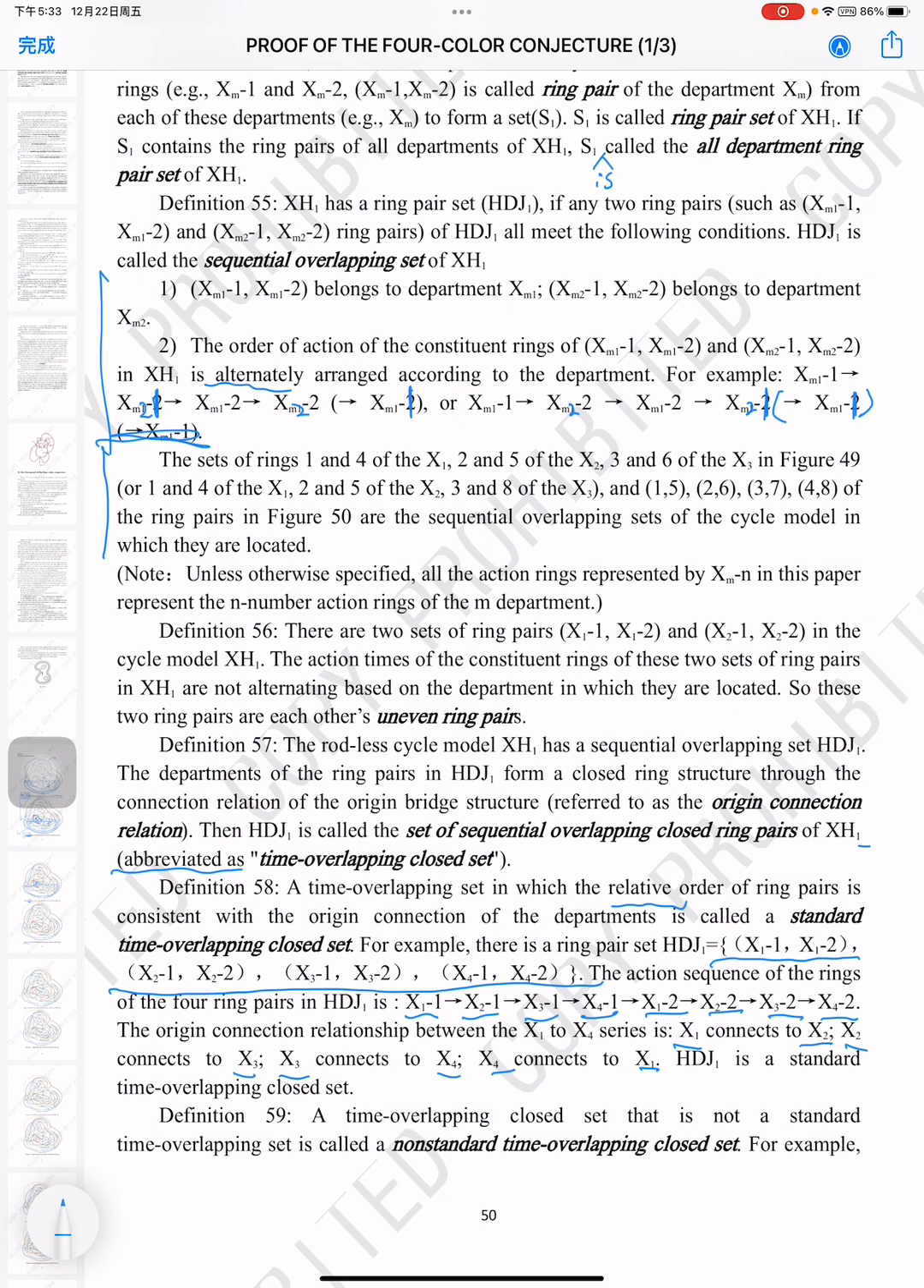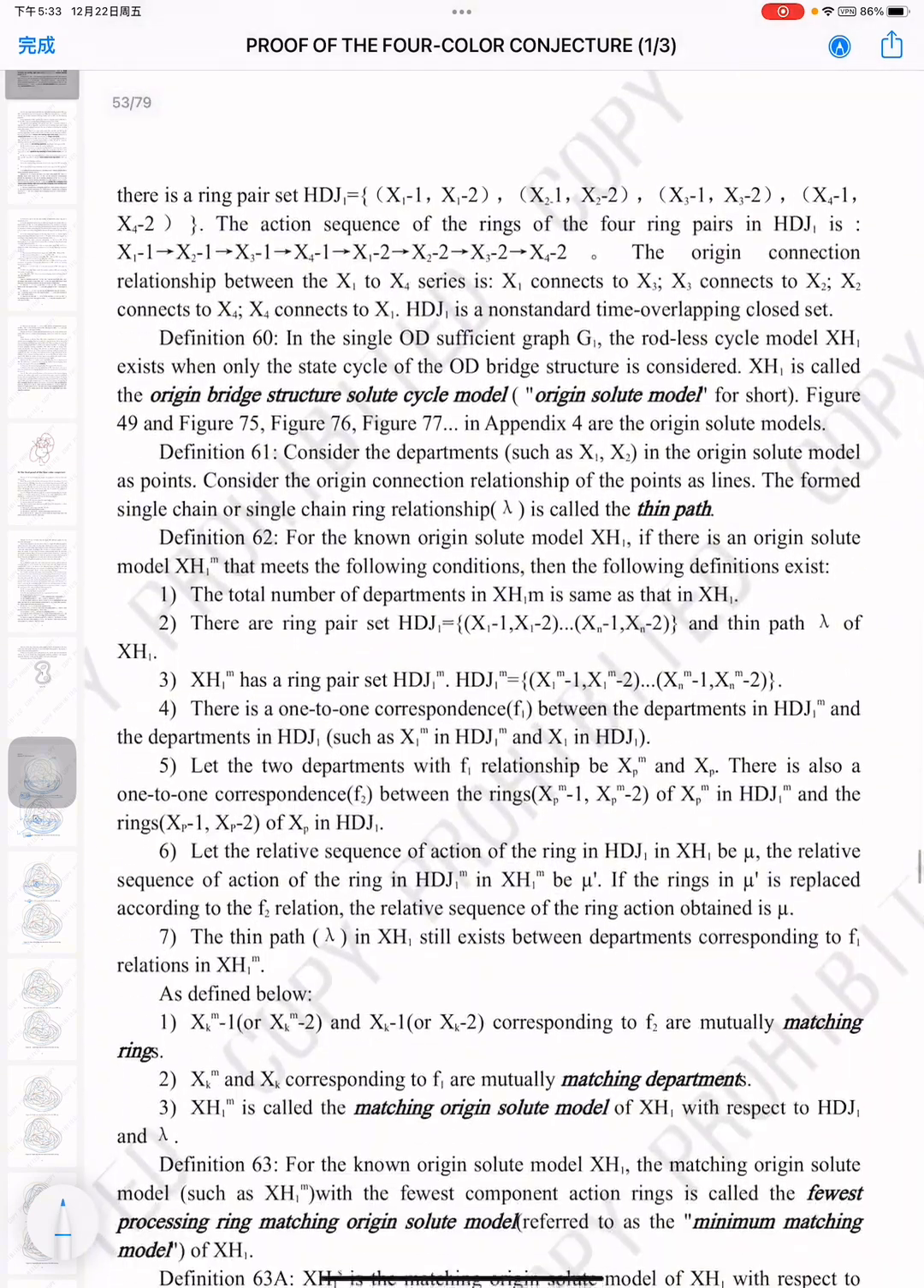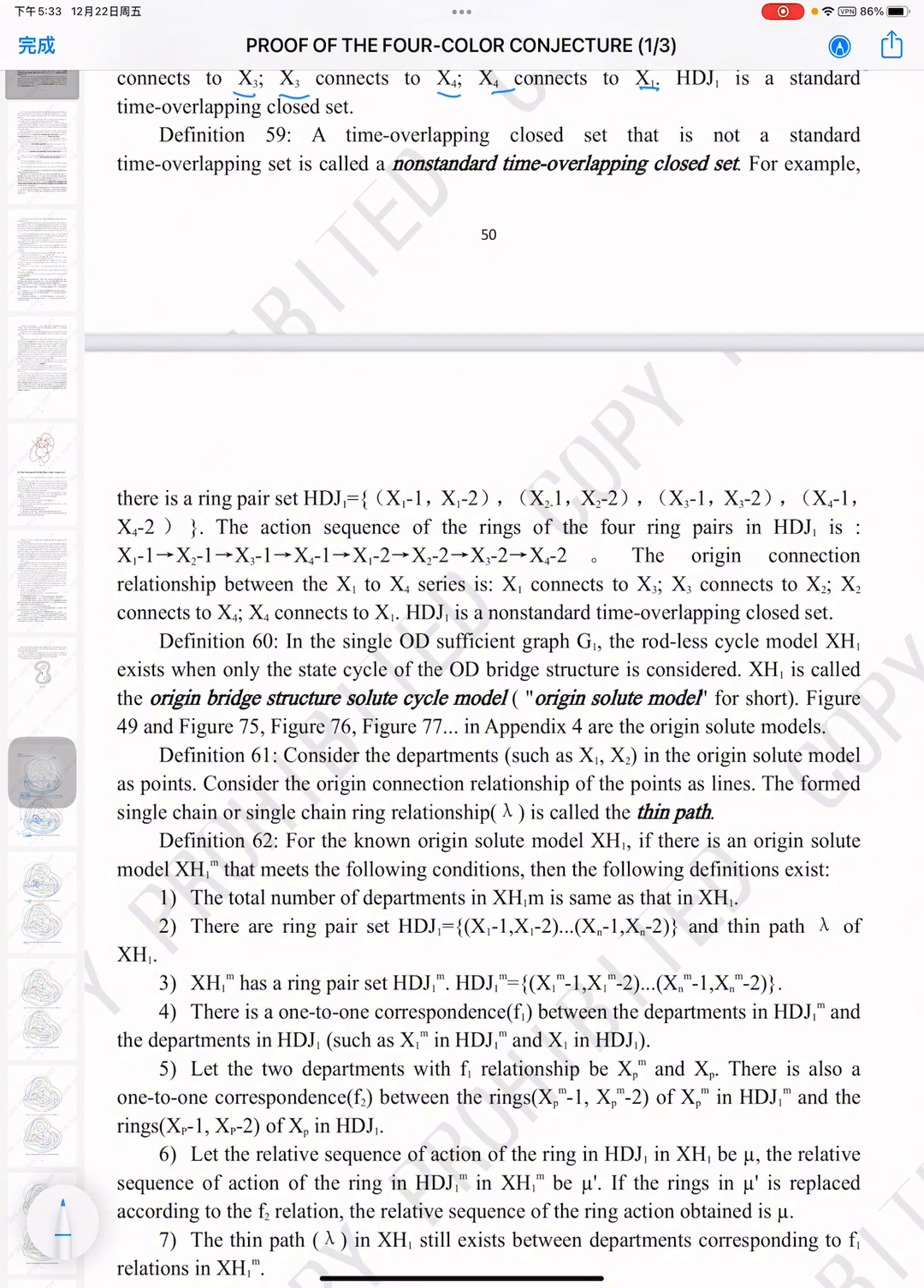Definition 59. A time overlapping closed set that is not a standard time overlapping set is called a non-standard time overlapping closed set. For example, there's a ring pair set HDJ1 equals this. The action sequence of the rings of the 4 ring pairs in HDJ1 is 1 1 to 2 1 to 3 1 to 4 1 to 1 2, 2 2, 3 2, 4 2. The origin connection relationship between the X1 to X4 series is 1 to 3, 3 to 2, 2 to 4, 4 to 1. HDJ1 is a non-standard time overlapping closed set.